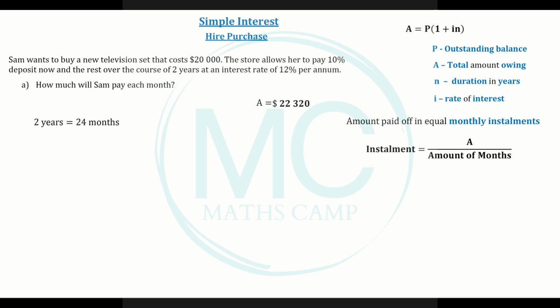Now that we have a value for A and the amount of months, we can find out how much Sam will pay each month. So we can say 22,320 divided by 24 months, and we get an answer of $930. This is the amount that Sam will need to pay in each monthly installment. And now we can move on to part B.